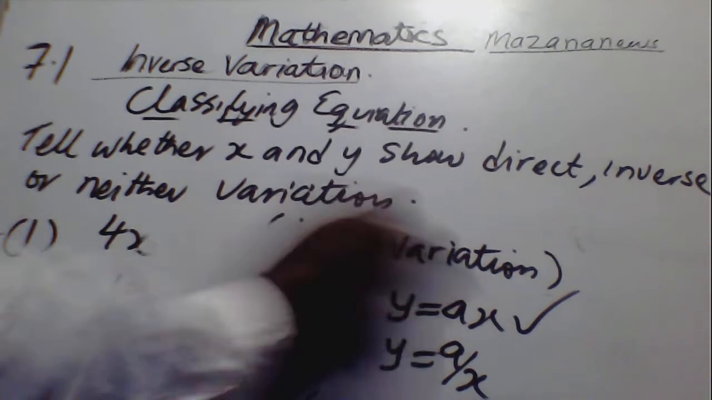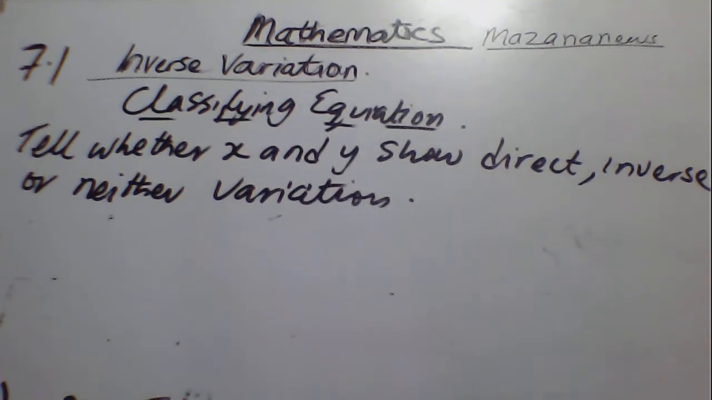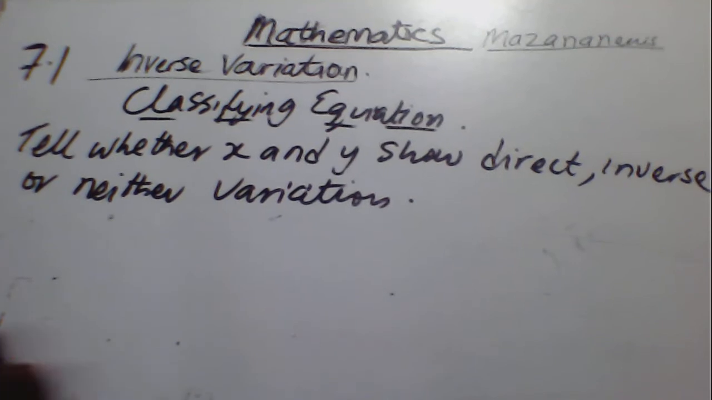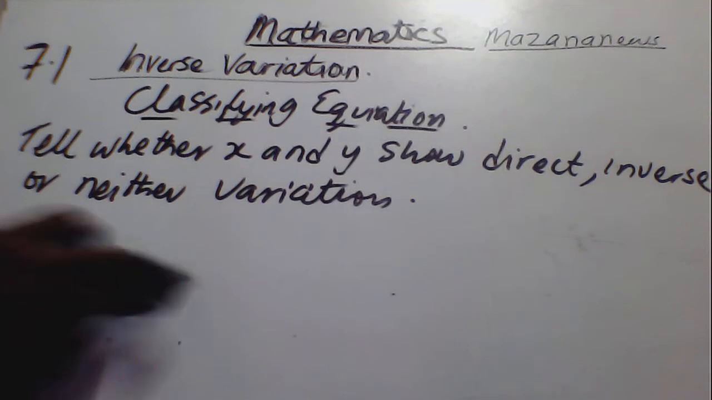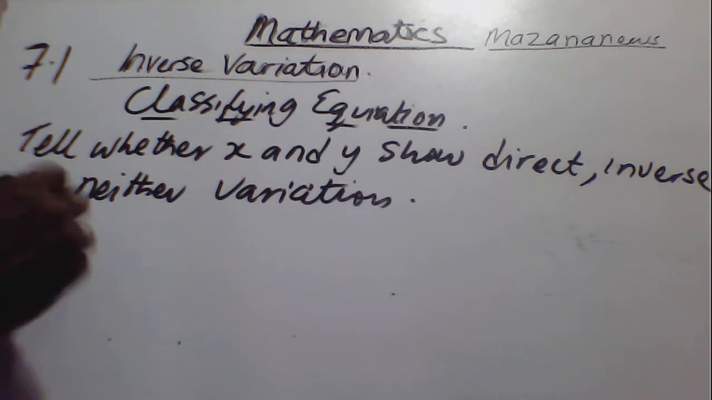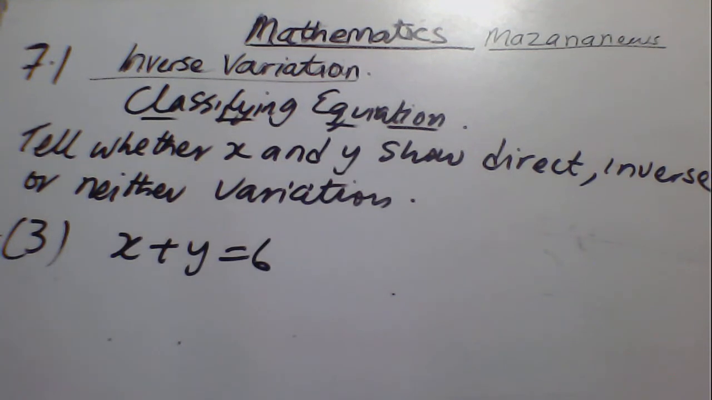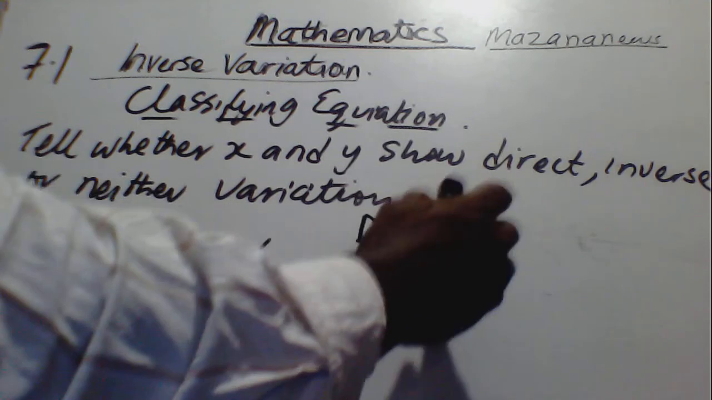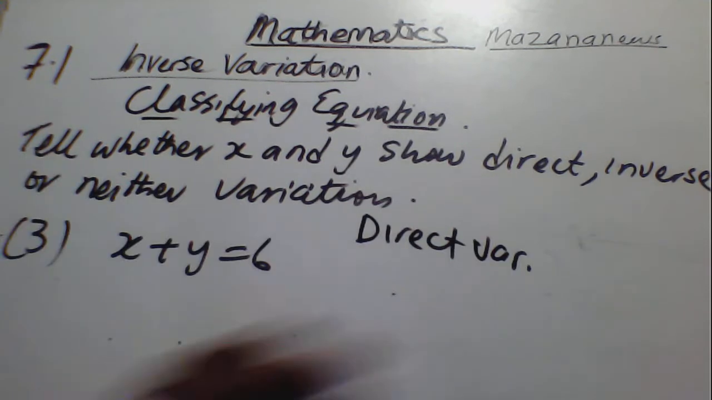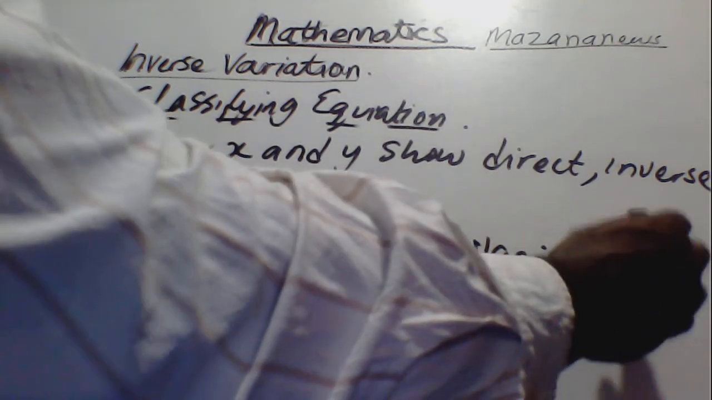So the next is the third one. This is the third one. If we are given x plus y equals to 6, the third example, x plus y is equals to 6. So what type of variation is this? We have stated that direct variation is in this form: y is equals to ax.